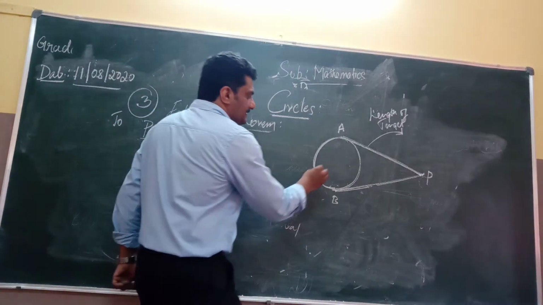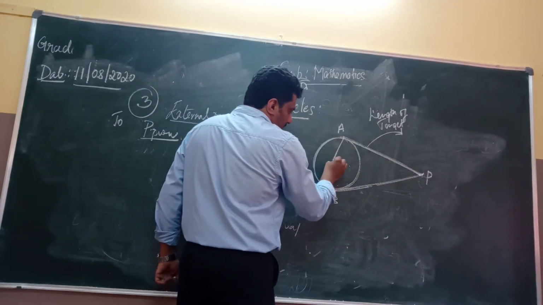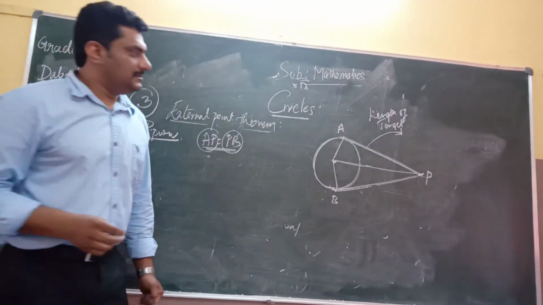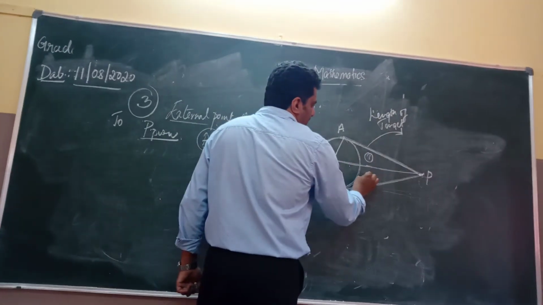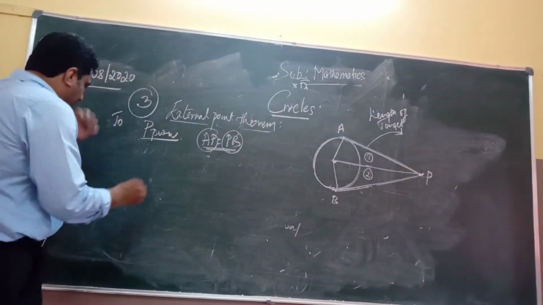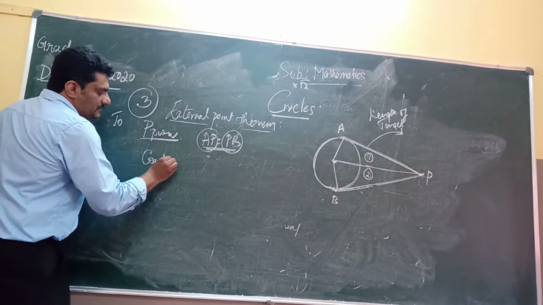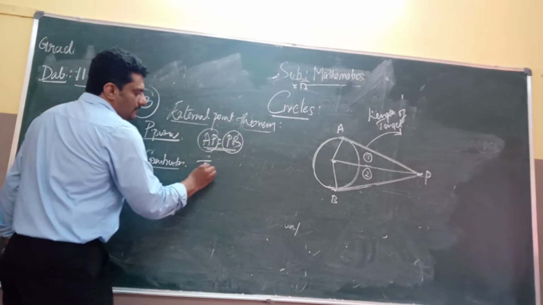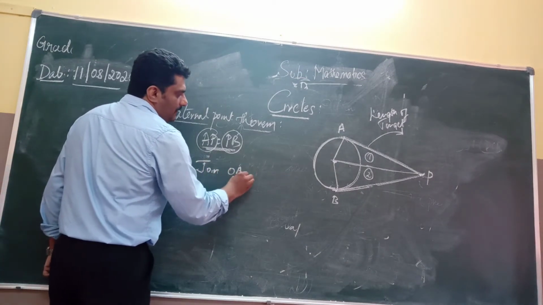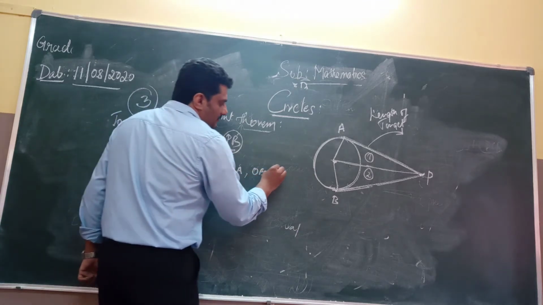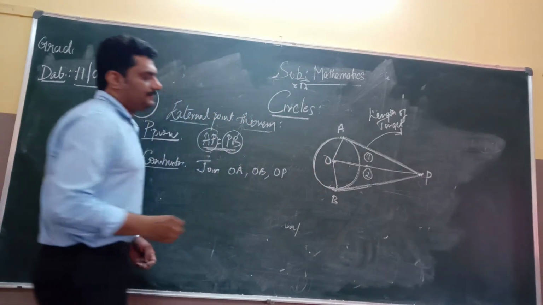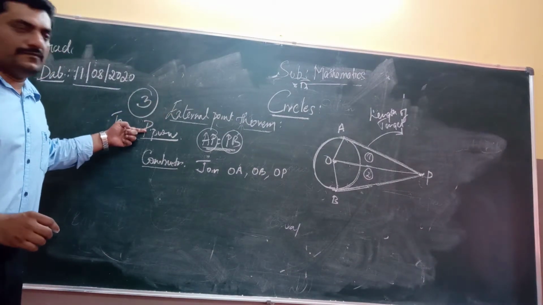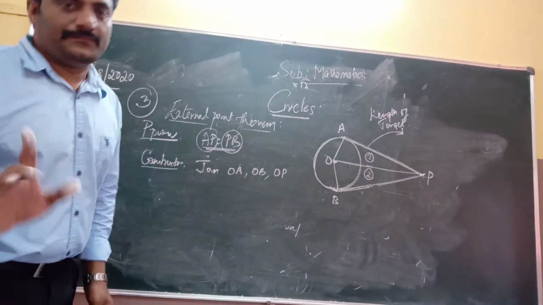What we can do here is, this is the center, join this, and join this. Now we get two triangles. This is the first triangle. This is the second triangle. So what is the construction we have to do? Construction: join OA, OB and OP. This is two steps. First is the statement to prove and construction. Next one is the proof.